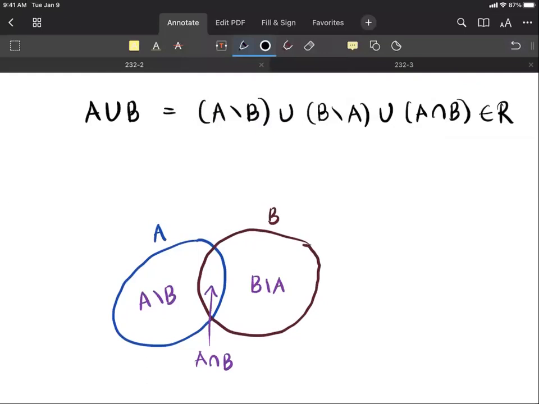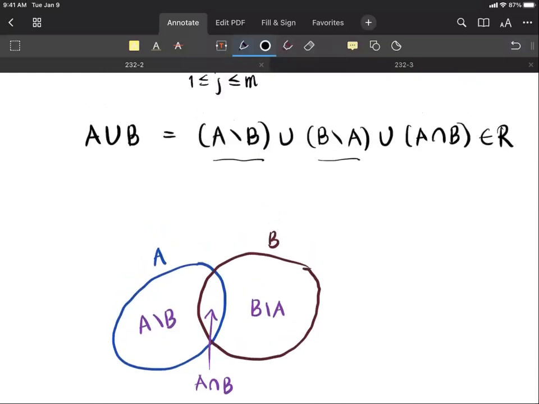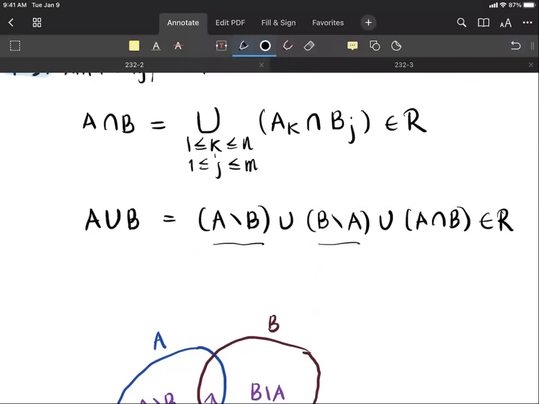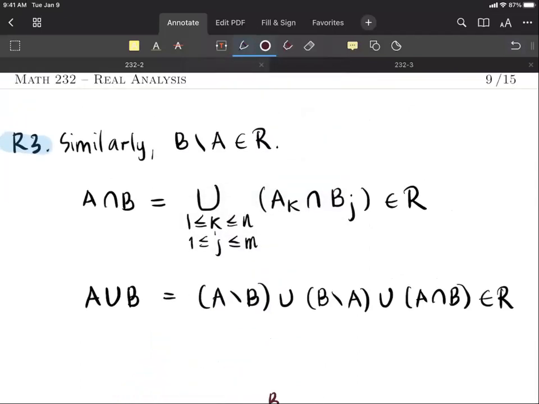From R2, we know that A minus B can be written as the union of pairwise disjoint elements in H. Interchanging the roles of B and A, that would also imply that B minus A can be written as a union of pairwise disjoint elements in H. On the other hand, for the intersection, you can write the intersection of A and B in this way. And we know that this is an element of H by the fact that a semi-ring is closed under finite intersections. And that would be SR2.